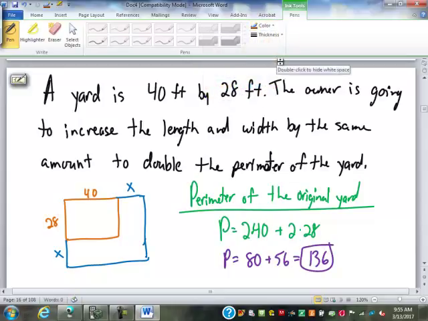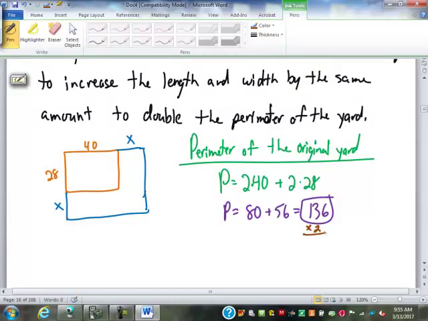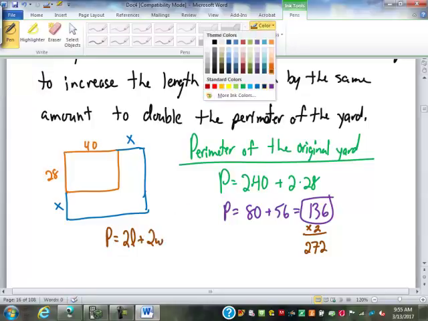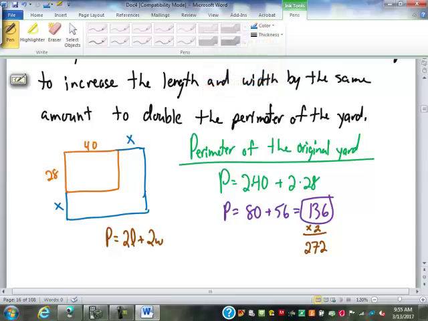We're going to double that, which means the new perimeter is 136 times 2, 272. So our formula for the new perimeter, P equals 2L plus 2W. We know that the new perimeter has to be 272. The length is now the old length plus X, so L plus X. Well, what was the old length? 40, so let's put 40 in there. Plus 2 times the new width. Well, the old width was 28, and we added X to that as well.